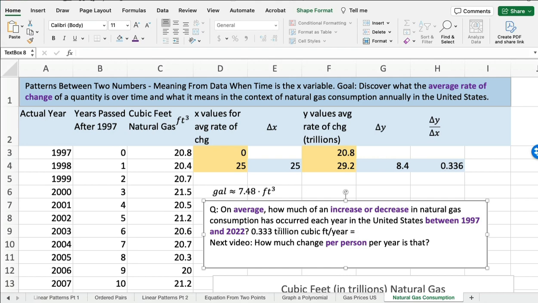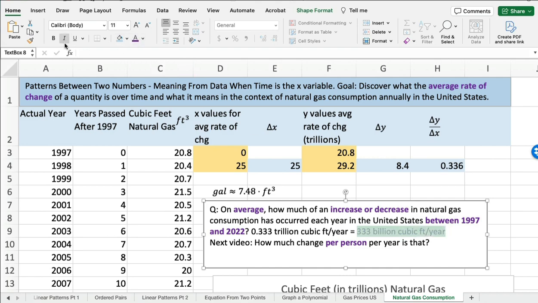But since it's a decimal, if we wanted to, we could move the decimal point 3 places over, because every time you change the name of a number, you have to move the decimal point 3 places over. So that is 333 billion cubic feet per year. And remember, that is an annual increase.